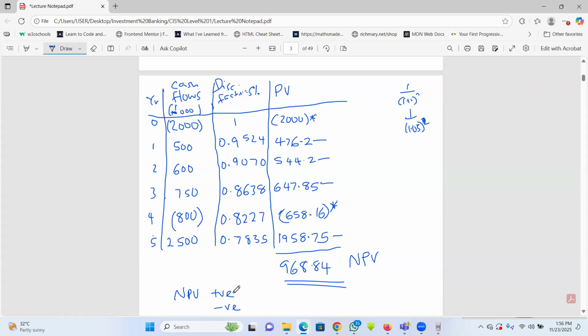So, since it's a positive value, we accept our NPV. It's just addition and subtraction. And if it is a negative value, the project is not worthwhile. If it is positive, the project is worthwhile. If it is negative, the project is not worthwhile. So that is that about that. All right, so let's move on.